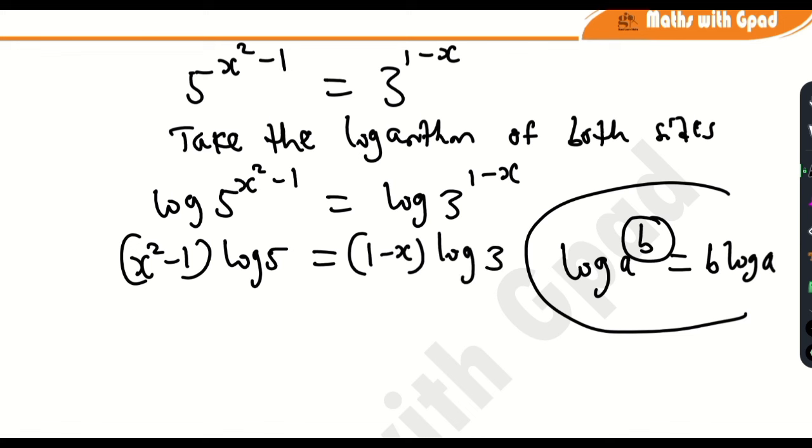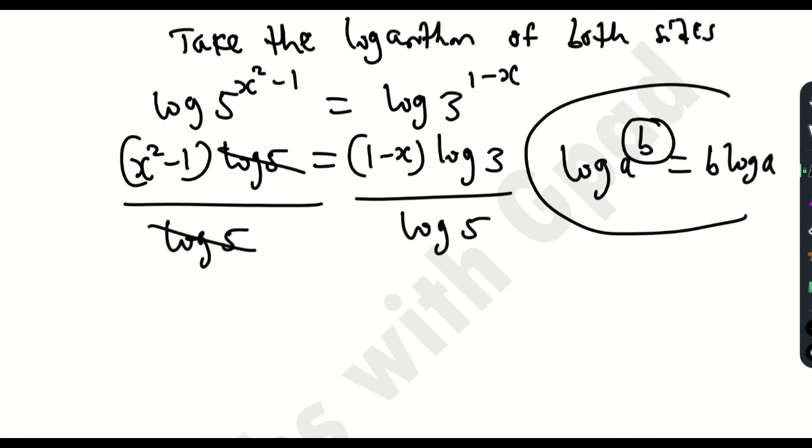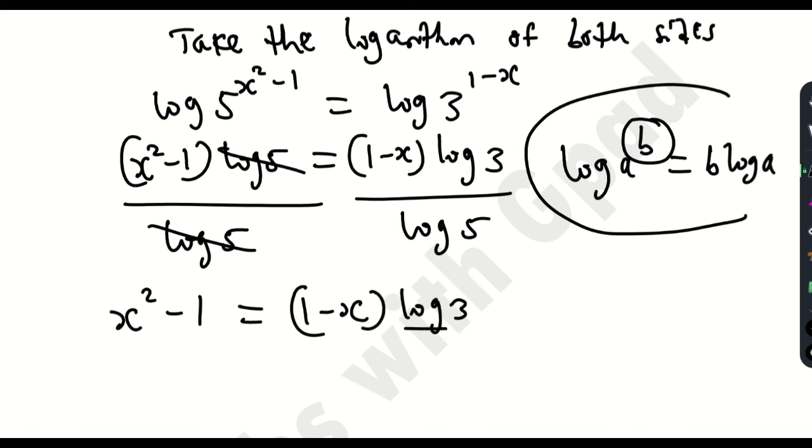What am I going to do next? I want to get the value of x. So I'll try as much as possible to get rid of unwanted numbers or terms. So log 5 has to leave, and I'll divide both sides by log 5. So divide this by log 5 and do the same thing here. So log 5 cancels log 5, and what do I have? I have x squared minus 1 is equal to what now? 1 minus x. I'm going to rewrite this like this. Log 3 over what? Log 5 is the same thing as what we have here.